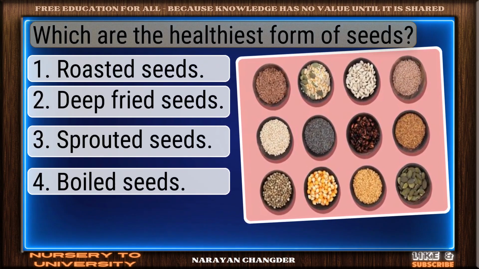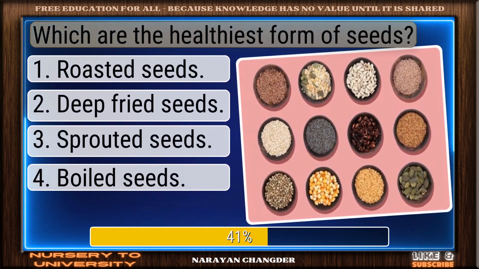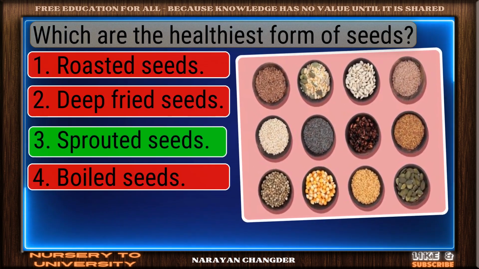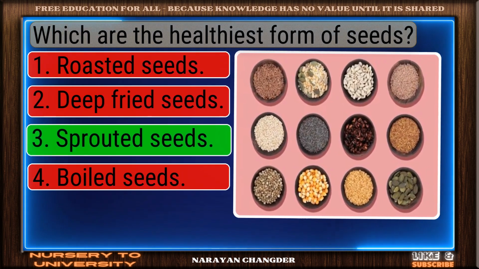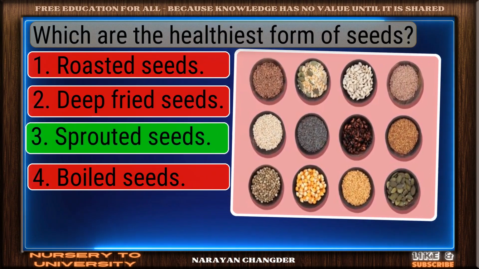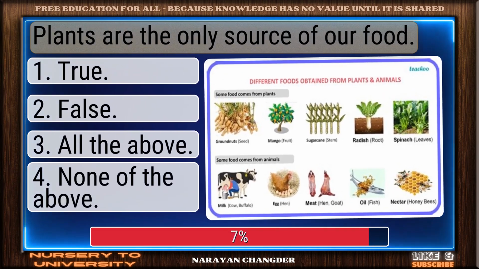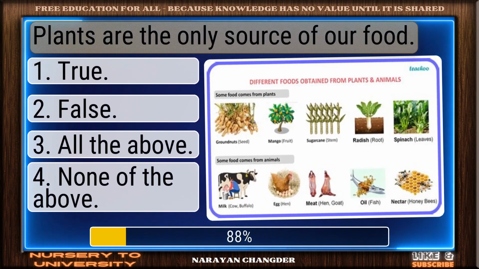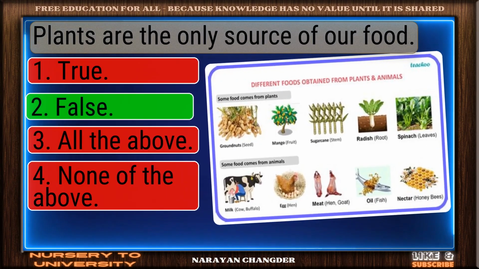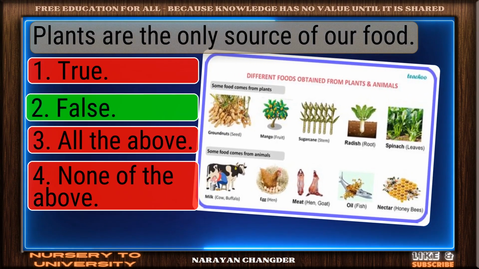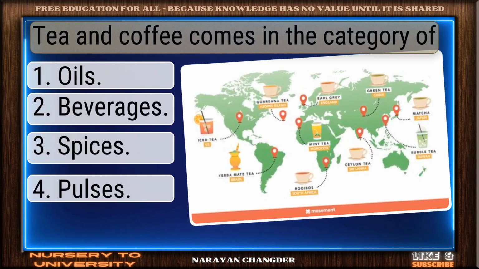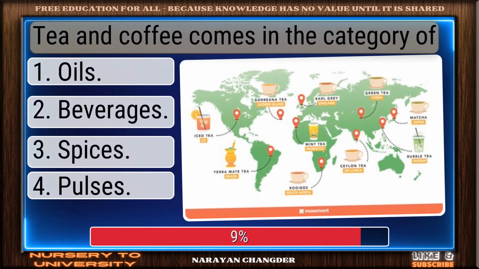Which are the healthiest form of seeds? Good thinking. Sprouted seeds is the right answer. Plants are the only source of our food. Sharp thinking. False is the right choice. Tea and coffee comes in the category of.